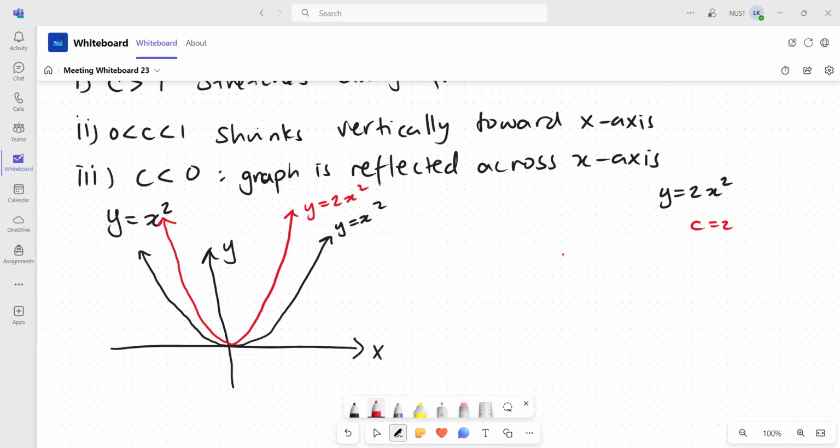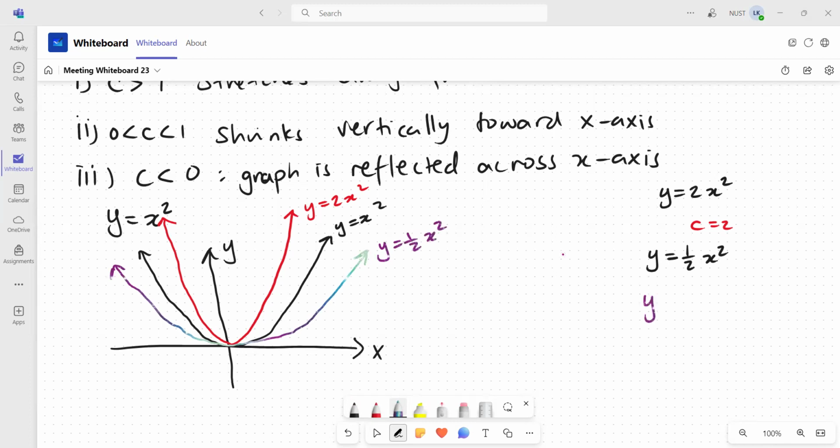And then if we wanted the graph y is equal to a half x squared, that one is shrunk, so it'll go, I hope you can see the color difference, it'll go like that. It's getting closer to the x-axis, so it's more like shrunk like that. So this is the graph y is equal to a half x squared.